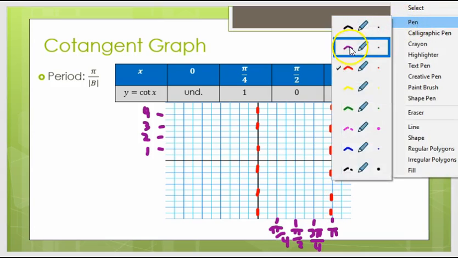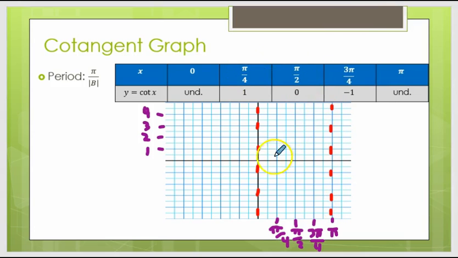Then for the actual dots I'm drawing, I said at pi over 4, we should be at a height of 1. And at pi over 2, we should be at a height of 0. And 3 pi over 4 should be at a height of negative 1.